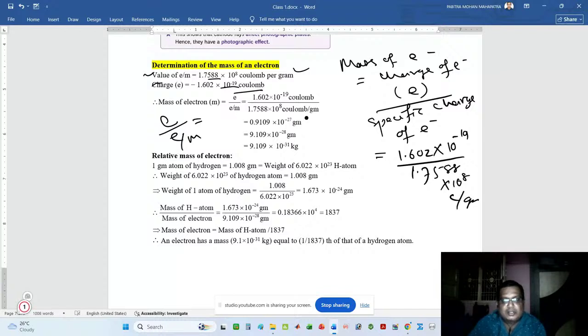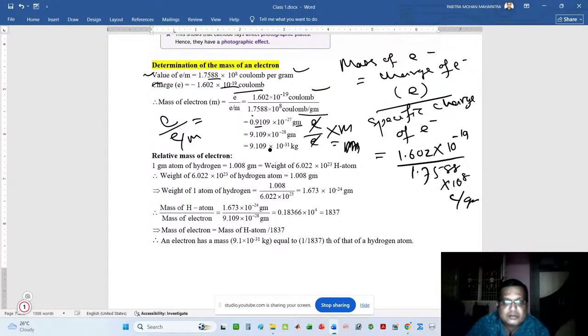Now if you want to solve, then here I can say e by e into m. Now cancel e, then you will find the m value. m means the mass of the electron. So look at the calculation here. I have given 1.602 into 10 to the minus 19 coulomb, and I have also written the value of e by m, 1.7588 into 10 to the power 8 coulomb per gram. When you simplify, you will get 0.9109 into 10 to the power minus 27 gram.